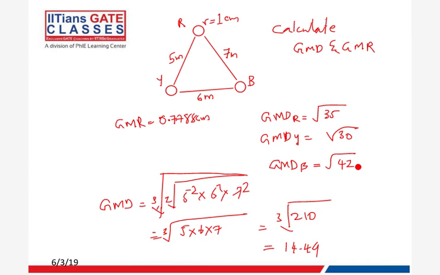What? Did I do something wrong? I think I did something wrong here, right? Okay, let me see. Square root of 35 into square root of 30 into square root of 42. 210, and cube root of 210 is 5.94. Okay, maybe this is correct. Cube root of this is... okay, I think I don't know how to use a calculator. You guys are correct. It is 5.94 meter. Right. Correct. Good. So you guys are ready with this concept, right?